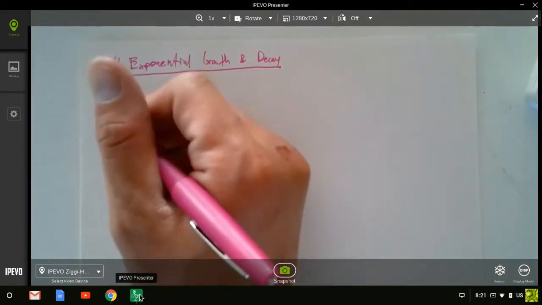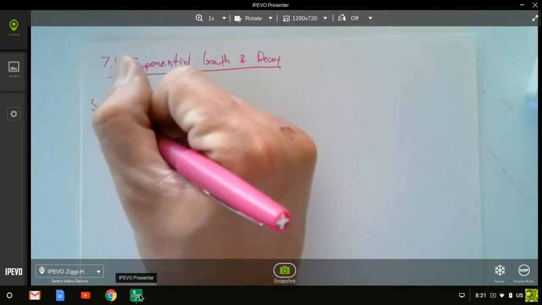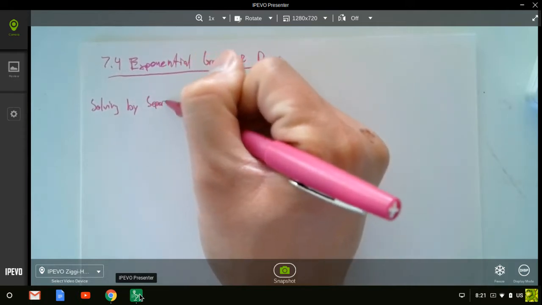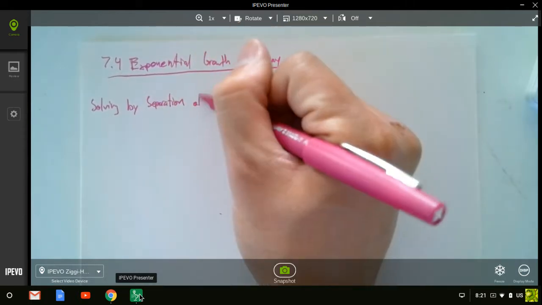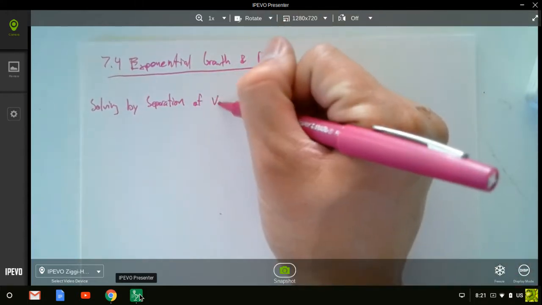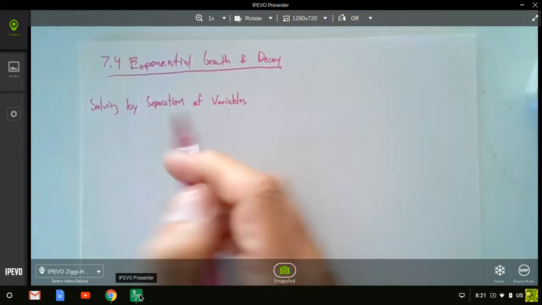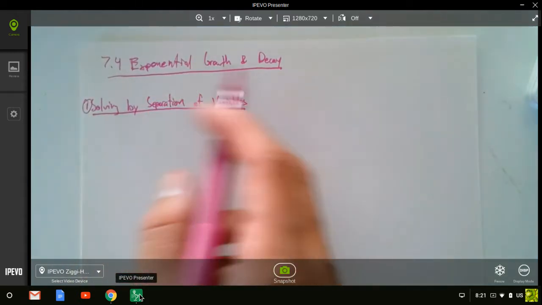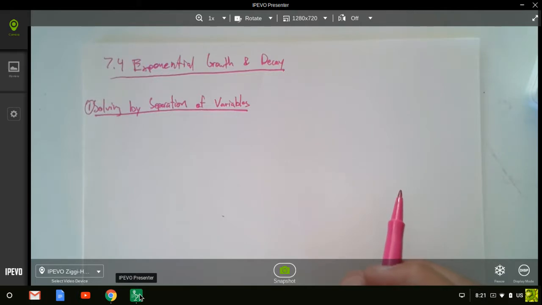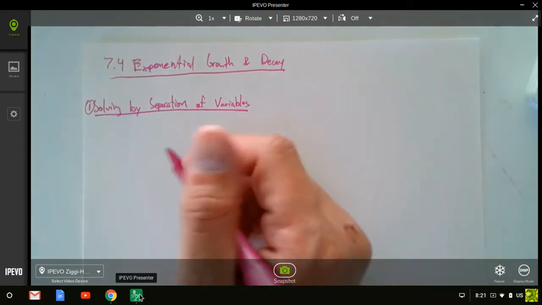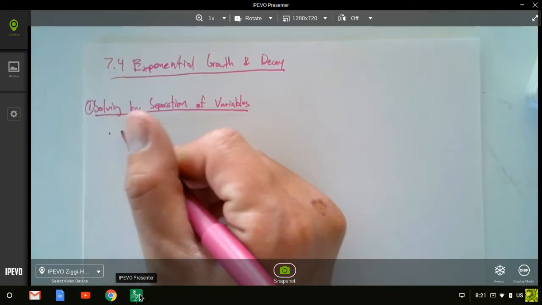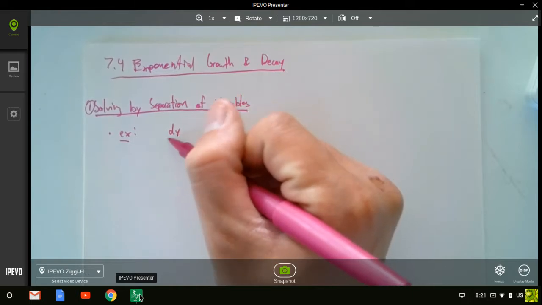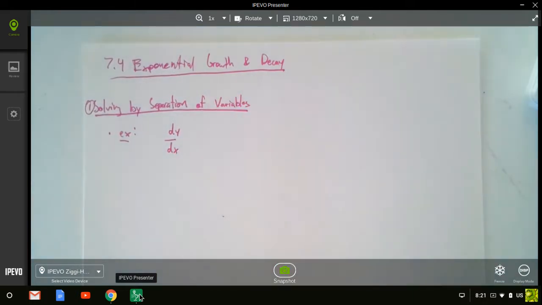Before we do that, we have to learn about this skill. It's called solving by separation of variables or integration by parts. You might know it as integration by parts. So this is a subtopic within this section. I'm going to go over a sample problem that you may see in your homework, and then I'm going to give you one that's a little bit simpler to try, okay?